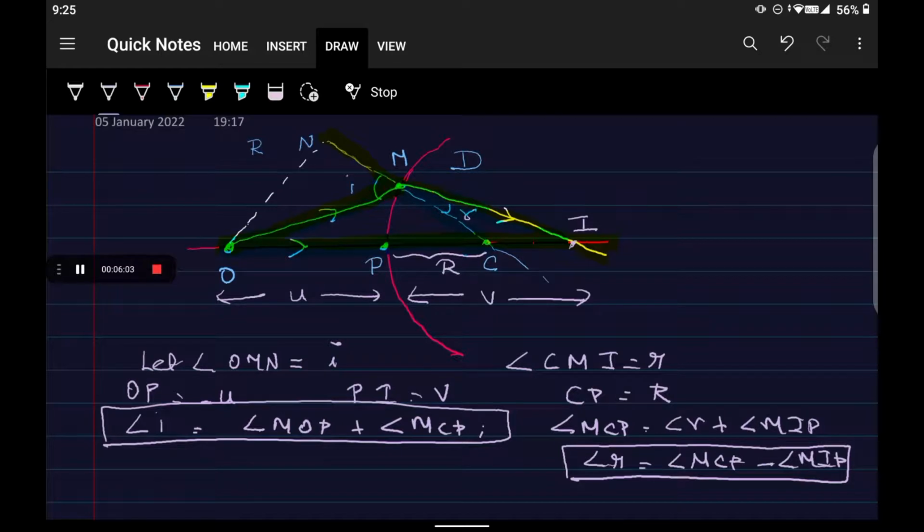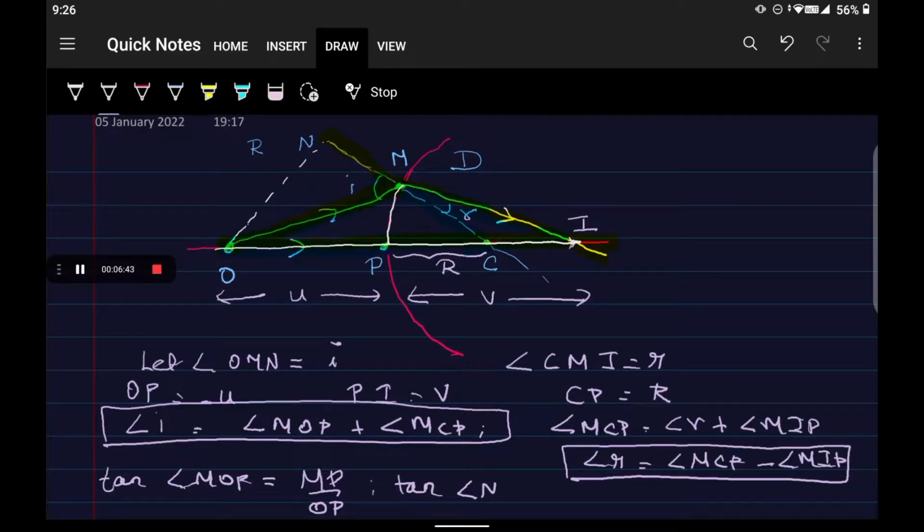Now we have to find tan of angle MOP. In the diagram you can see this angle over here. This MP, the curved one, we have to take as a straight element. So in this triangle, tan of angle MOP will be opposite side by adjacent side, that is MP by OP. Similarly, I have to find tan of angle MCP.